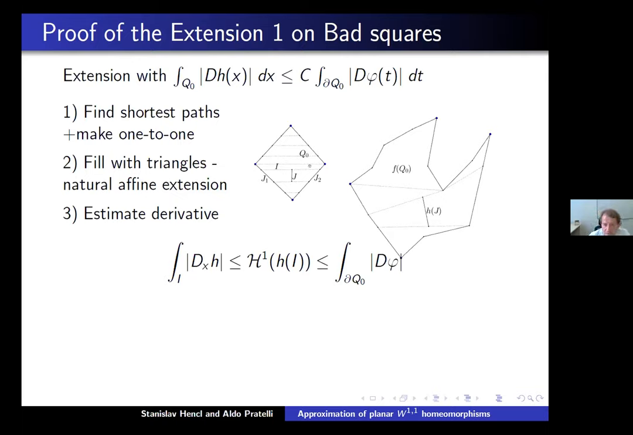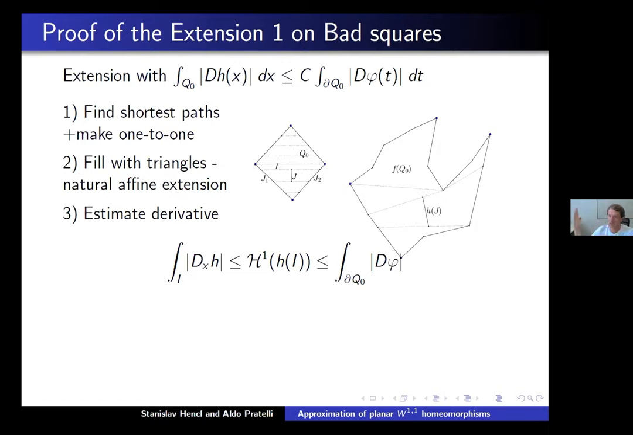So imagine that I have a segment here and I have its image. The integral of the derivative is nothing else than the length of this piecewise linear curve. And what is true is that this length is smaller than the length of the boundary, because this is the shortest curve inside. Let me draw a picture, just to be clear. I have here my cube and I have here some horrible image. I have here my segment, I have here its image. And the length of the black line here is smaller than the length of the green one, because this is the shortest curve. So the integral of the derivative in the horizontal direction is controlled by the boundary datum. Now you use Fubini and you have the control of this partial derivative.